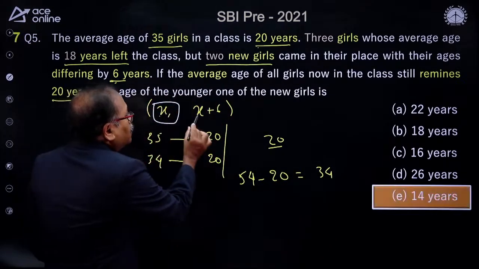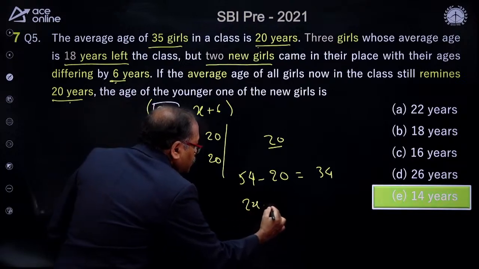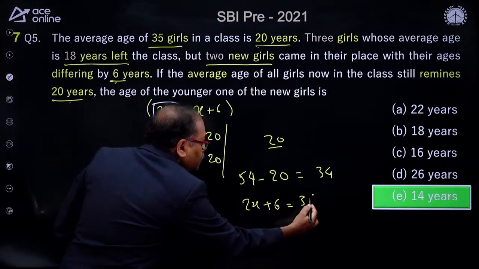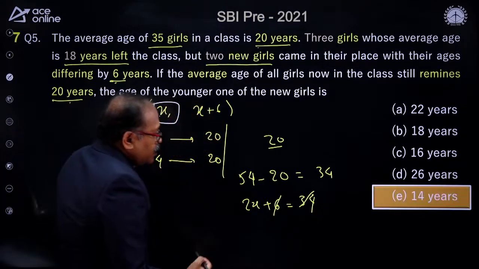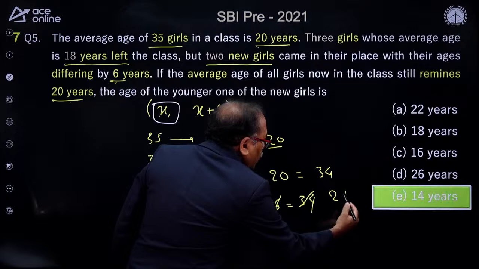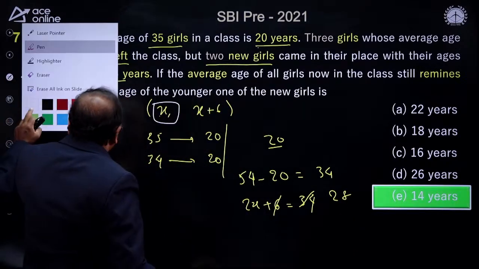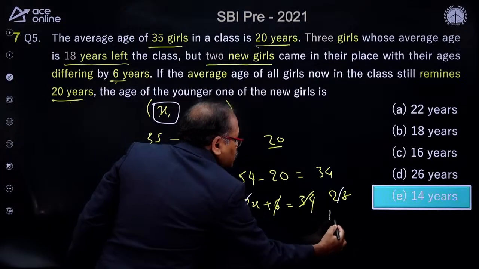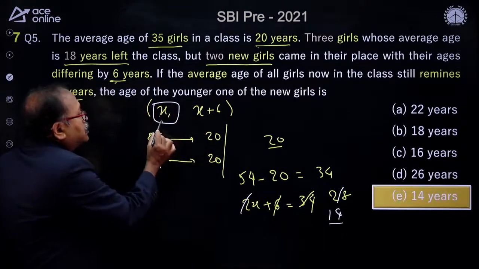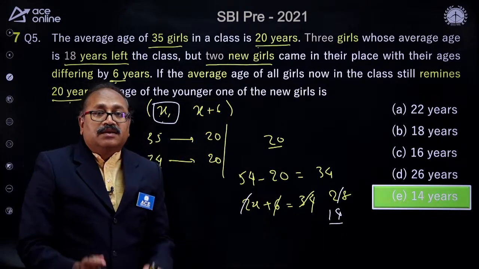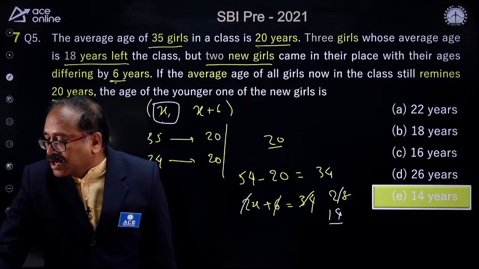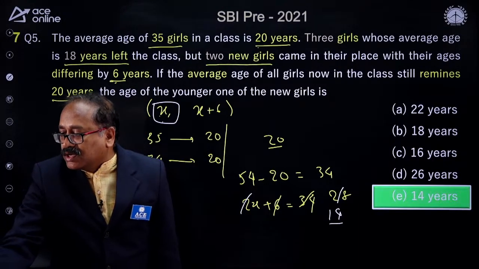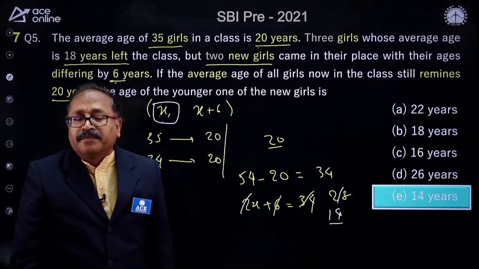So I notice that 2x plus 6 is equal to 34. Then bring this 6 over here, so you will be getting 28. So as 2x is equal to 28, then what will be x? X is equal to 14. So what is the least age girl? 14. Rightly answered. I really appreciate all my young friends. Anil Kumar, you are really dashing.